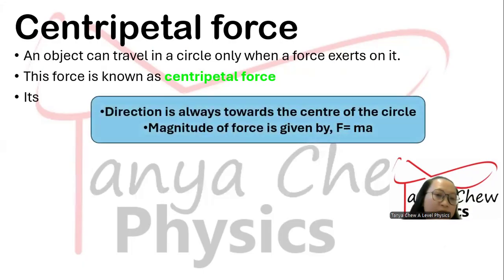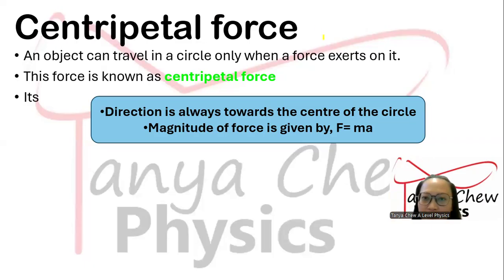And the direction of the centripetal force. Because centripetal force is not responsible for changing the speed of the object. It is not making the object move faster or slower. That is why it cannot act in the direction of motion, or in the direction of the velocity of the object, because when the force is acting in the direction of the velocity, the object could move faster. Or if the force is acting in the opposite direction to the motion, the object goes slower. So that is why centripetal force must always act towards the center.